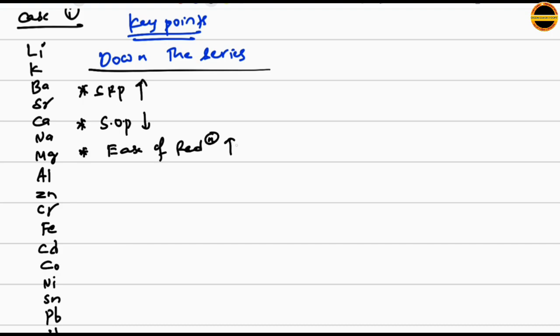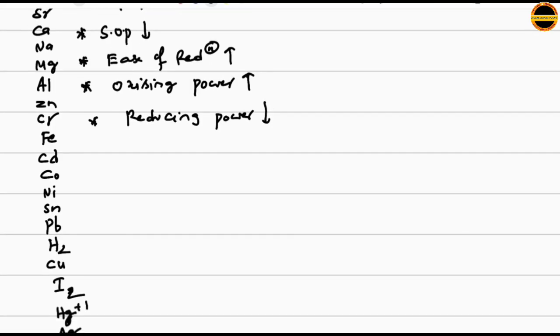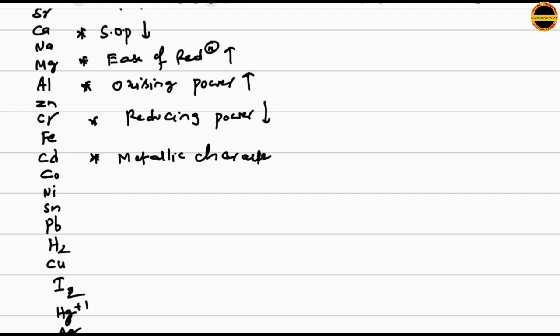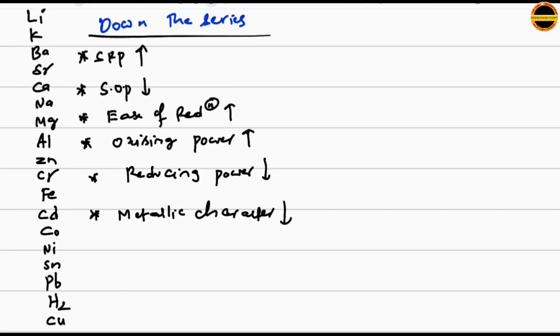Ease of reduction increases. Why? Because it easily undergoes reduction. So if ease of reduction increases, oxidizing power increases, and reducing power decreases from top to bottom. So reducing power decreases, and even metallic character decreases. Very important statements we are writing here.